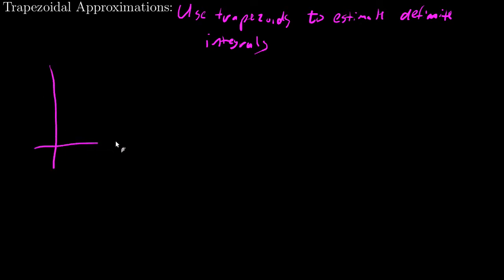As a little representation, if I had, let's say, an exponential function, and I wanted to find the area or the integral from here to here, I could split it into a certain number of regions and then put a trapezoid here, a trapezoid here, and a trapezoid here.